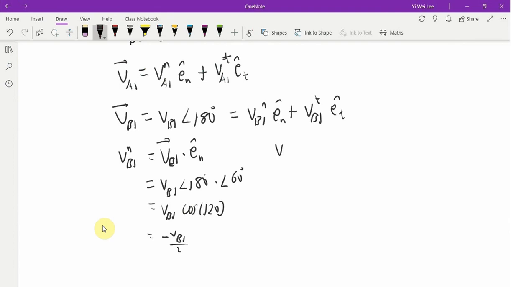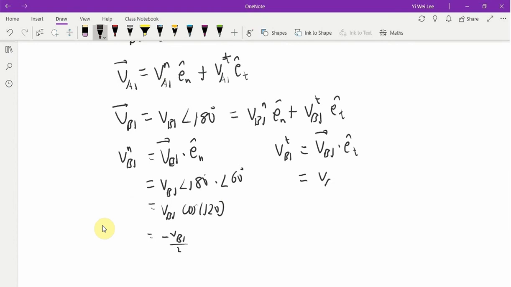Now, how about VB1T? VB1T is something interesting. It's the same thing. It's equal to the velocity of B1 dot product with ET, a unit vector in the direction which is parallel to the plane of collision.